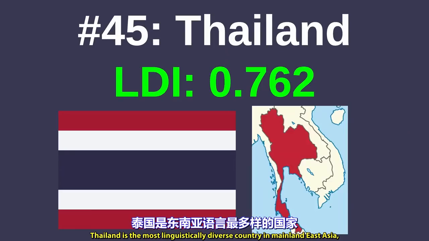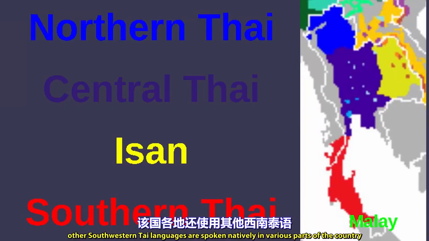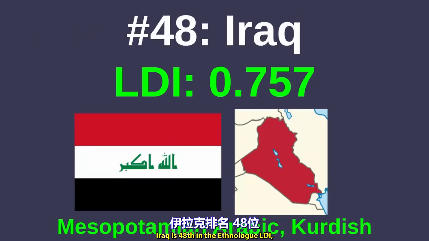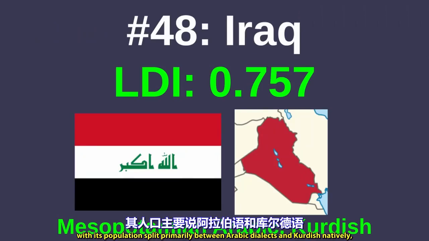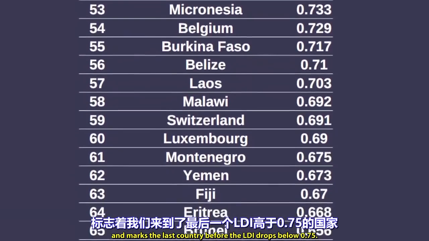Thailand is the most linguistically diverse country in mainland East Asia, as while Central Thai serves as a lingua franca, other southwestern Thai languages are spoken natively in various parts of the country, in addition to Malay in the far south. Iraq is 48th in the Ethnologue LDI, with its population split primarily between Arabic dialects and Kurdish natively, and marks the last country before the LDI drops below 0.75.